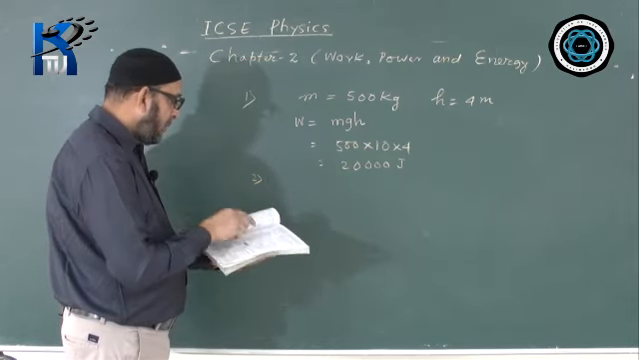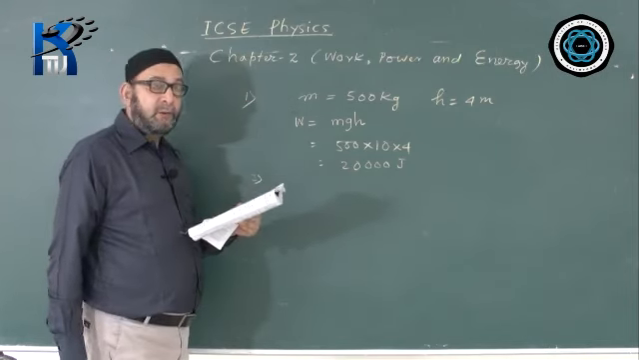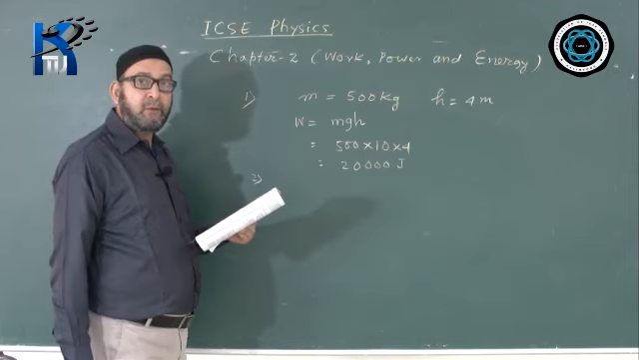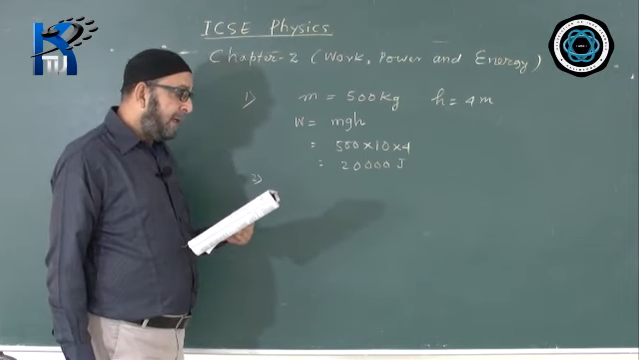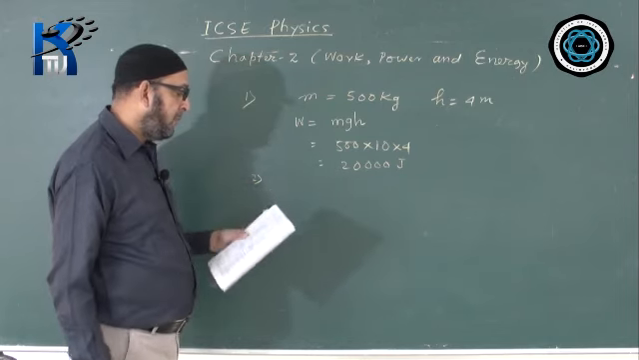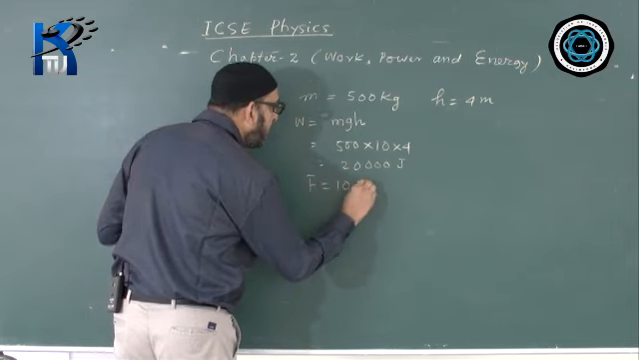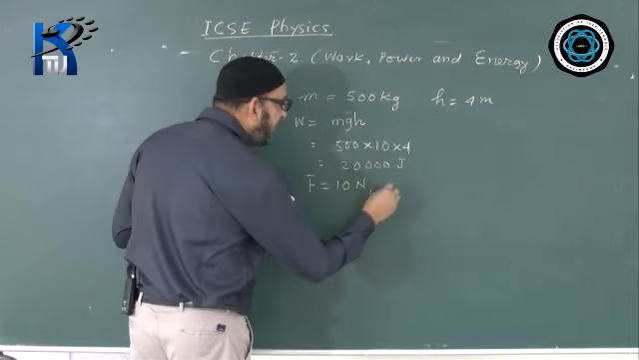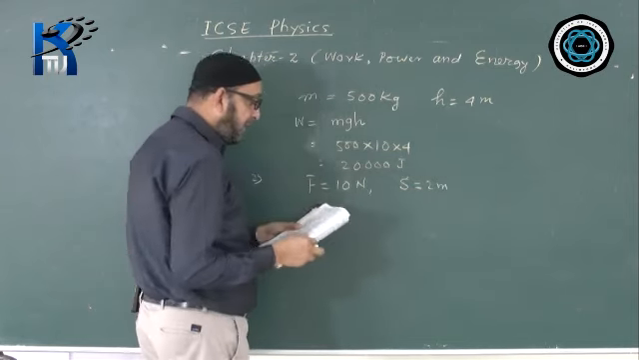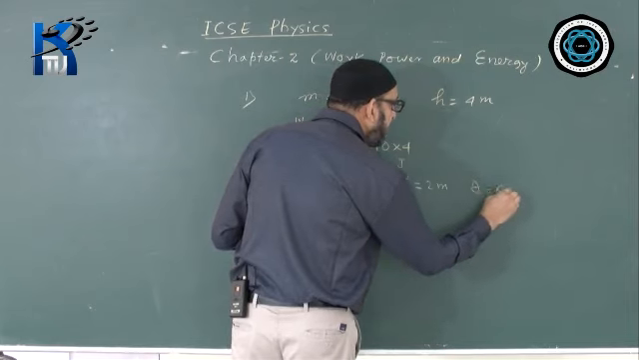Now I read another question. A force of 10 Newton displaces a body by a distance of 2 meter at an angle 60 degree to its own direction. Find the amount of work done. This time force is given, 10 Newton. Displacement is 2 meter, that means S is given 2 meter, and angle is given 60 degree to its own direction, that means theta is given 60 degree.